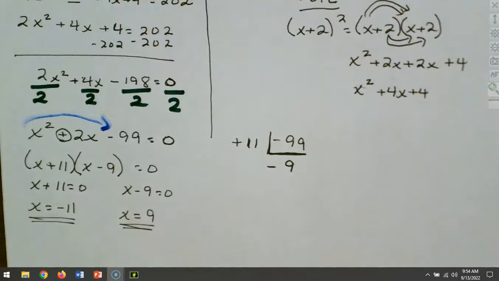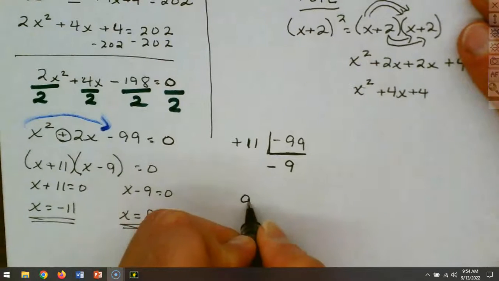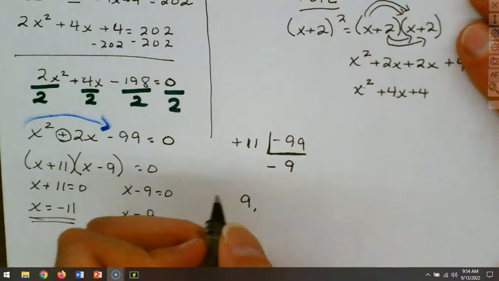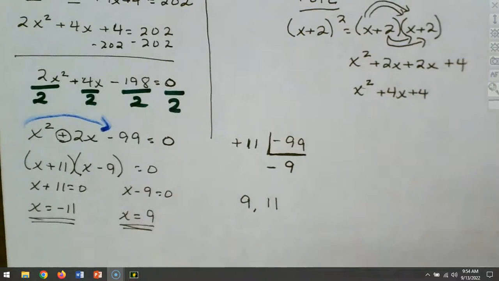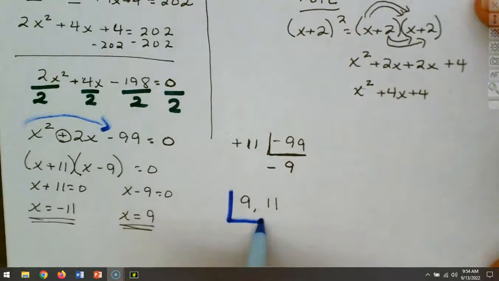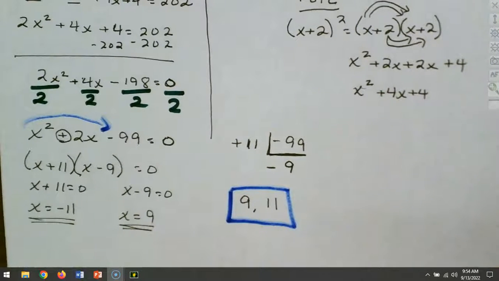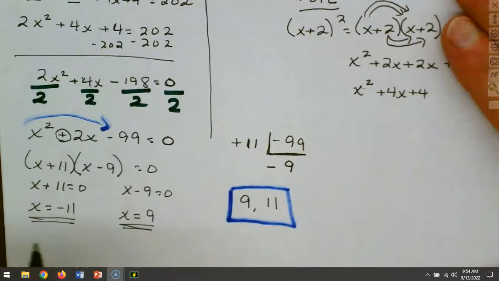Now, what are my two solutions going to be when I write them out? Well, when I write these out, I always like to do the positive first. So it's going to be 9, and the next odd number is going to be what? 11. So 9 and 11 is our first set. What about the second set? It's negative 11 and negative 9.